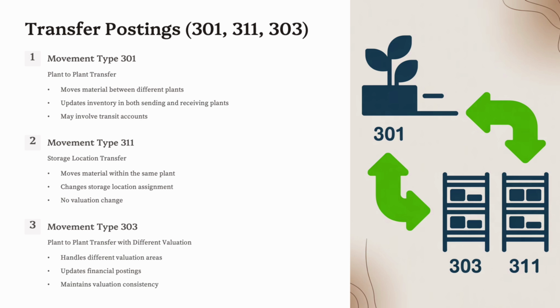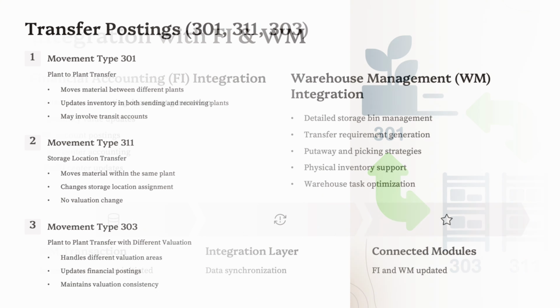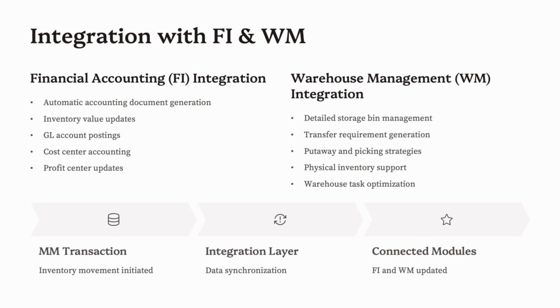Section 5. Integration points with FI and WM. Inventory movements in SAP MM don't just affect stock, they also update financial and warehouse systems. Understanding these integration points ensures end-to-end process integrity. 5.1 FI integration. Every goods movement in MM posts to financial accounting (FI) automatically, keeping inventory valuation and general ledger in sync.